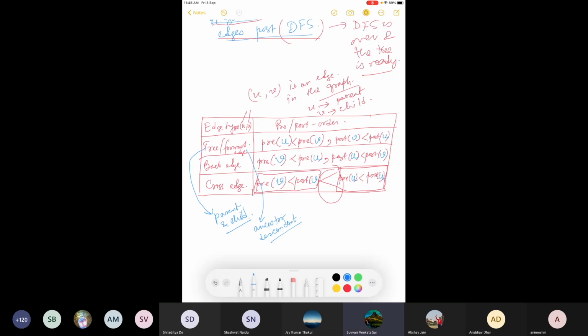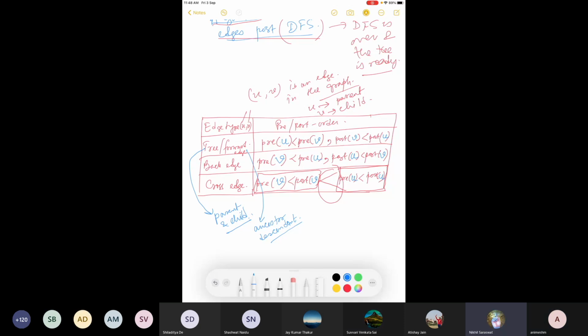So for a parent vertex, we see its order, right? In the graph. For a parent vertex, U. Yes, we see its order. Everybody's order. We ordered the vertices according to their pre-order and post-order. That is the time at which they are pushed and the time at which they are popped. Based on that.